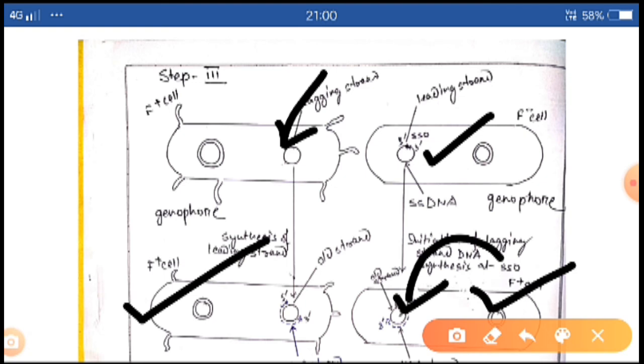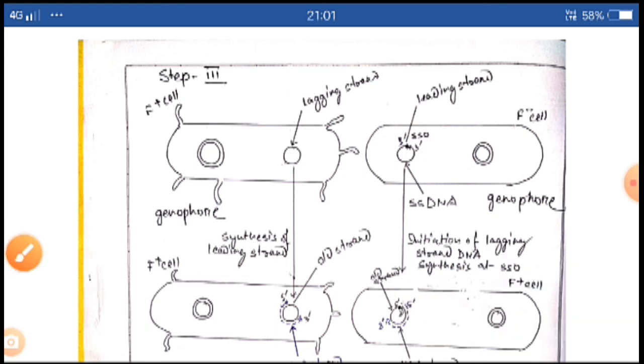After the formation of such new double stranded DNA, that is the plasmid having one old strand and one newly synthesized strand, both the F plus and F minus cells will be separated from each other. That is, the tunnel or the point of contact will be broken down and they will be separated from each other. Clear?